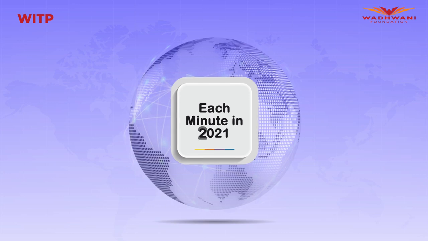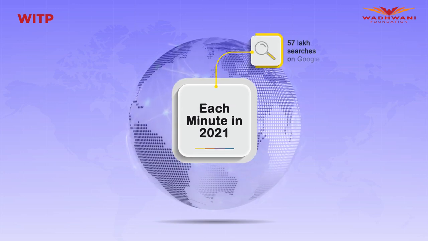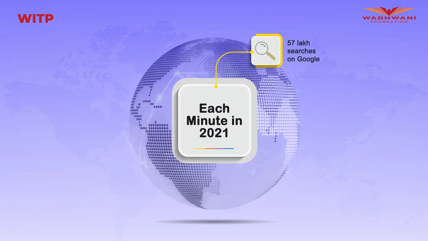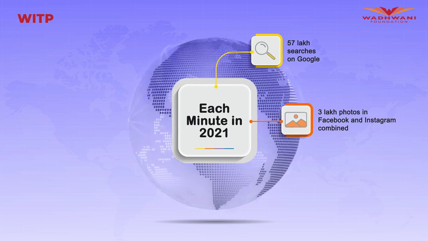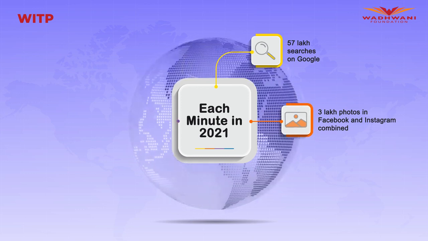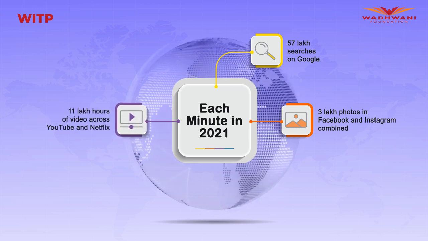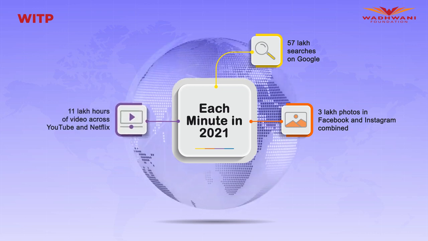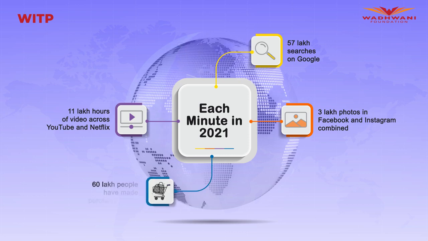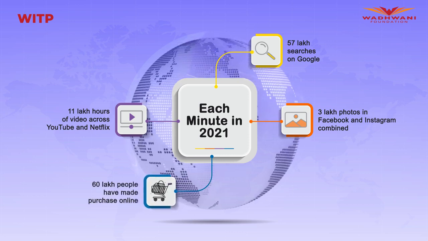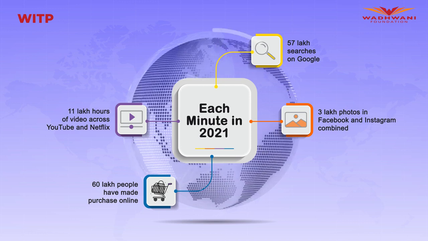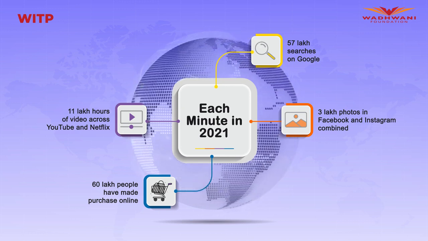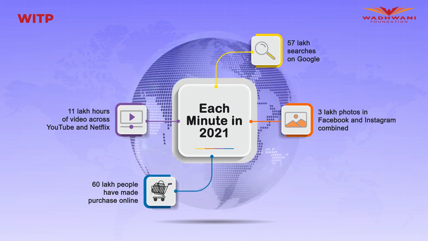In each minute in 2021, we conducted 57 lakh searches on Google. Users shared over 3 lakh photos on Facebook and Instagram combined. Users streamed over 11 lakh hours of video across YouTube and Netflix. And over 60 lakh people have made purchases online. Yes, all this in a short 1 minute, every minute in 2021.